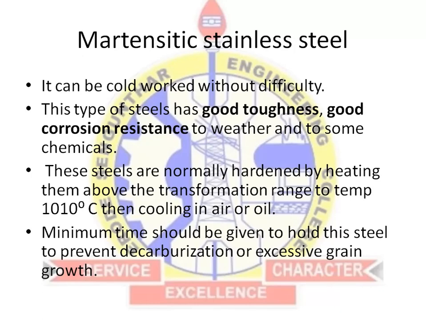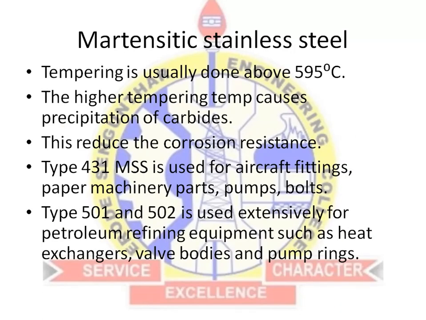Then minimum time should be given for this steel for decarburization and excessive grain growth. Next to that, tempering is done in this steel at about 595 degrees Celsius. The higher temperature causes precipitation of carbides. This reduces the corrosion resistance. Type 431 MSS is used for manufacturing aircraft fittings, paper machinery parts, pumps and bolts, as well as motors.